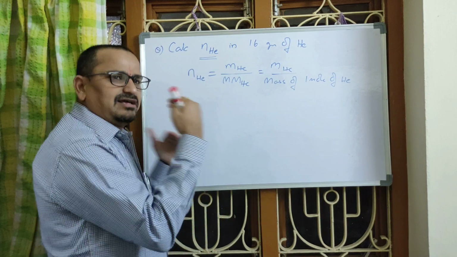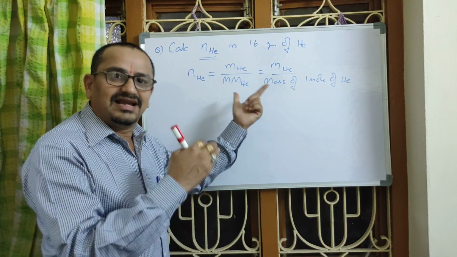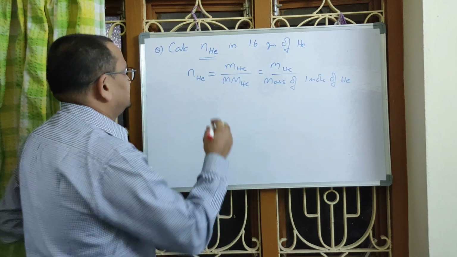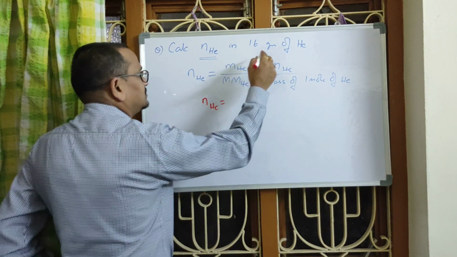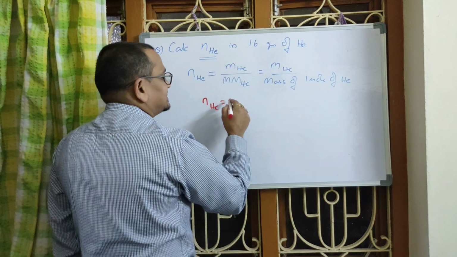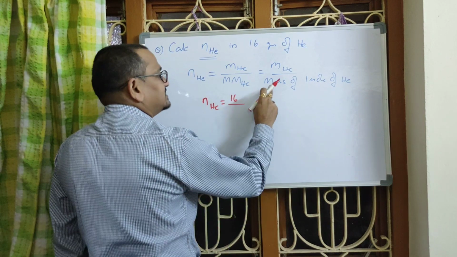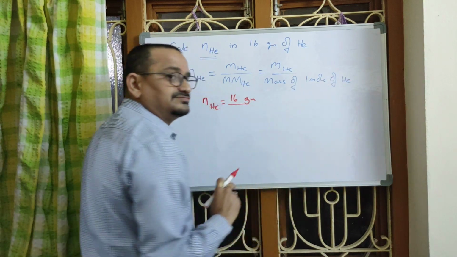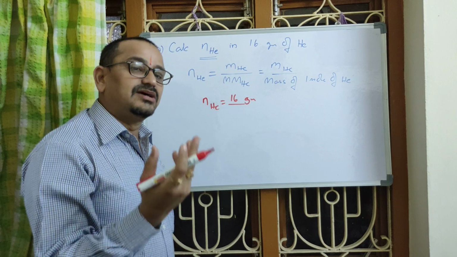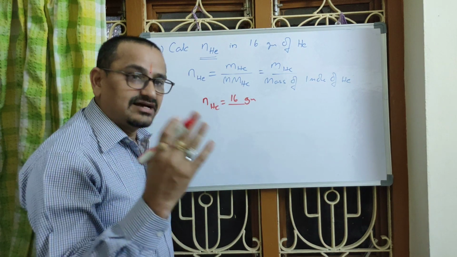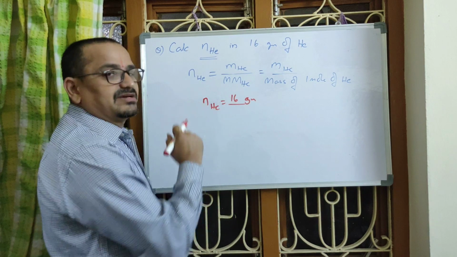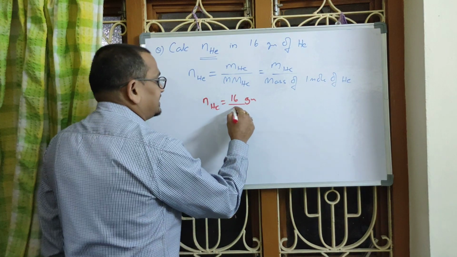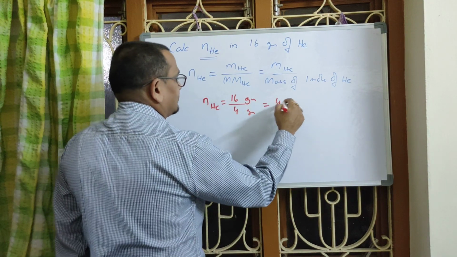Always in the primary stage we have to compile the relations in this way. Now we have to substitute the values. Number of moles of helium equals, what is the mass of helium given in the question? 16 grams, over what is the mass of 1 mole of helium? We studied in the previous classes: 4 grams. That's why I asked you to memorize the gram atomic mass values. Mass of 1 mole means gram atomic mass. So it is 4 grams, and the answer is 4 moles.